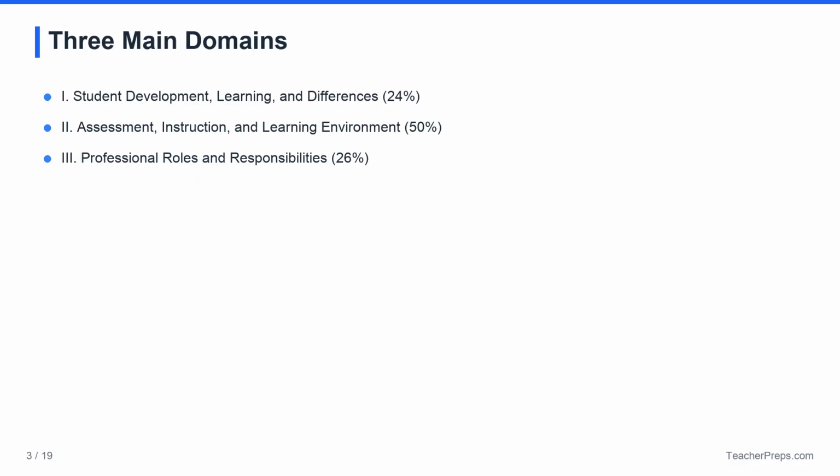The exam is organized into 3 domains. Domain 1, Student Development, Learning and Differences, makes up about 24% of the test. Domain 2, Assessment, Instruction and Learning Environment, is the largest section at 50%. And Domain 3, Professional Roles and Responsibilities, accounts for 26%. Let's start with Domain 1.